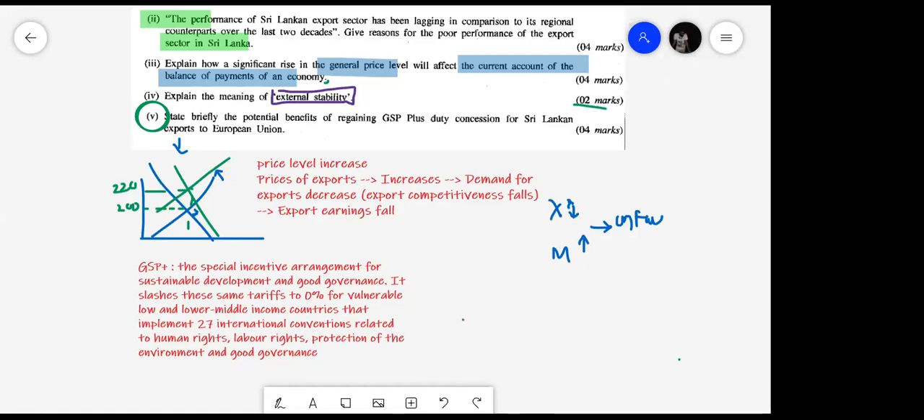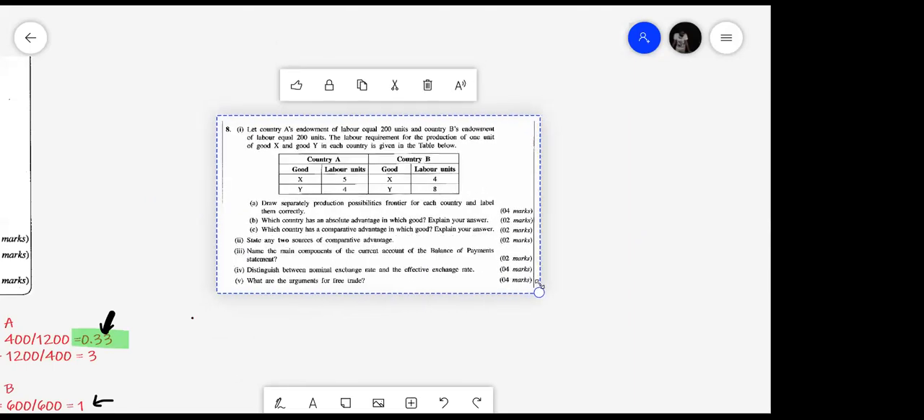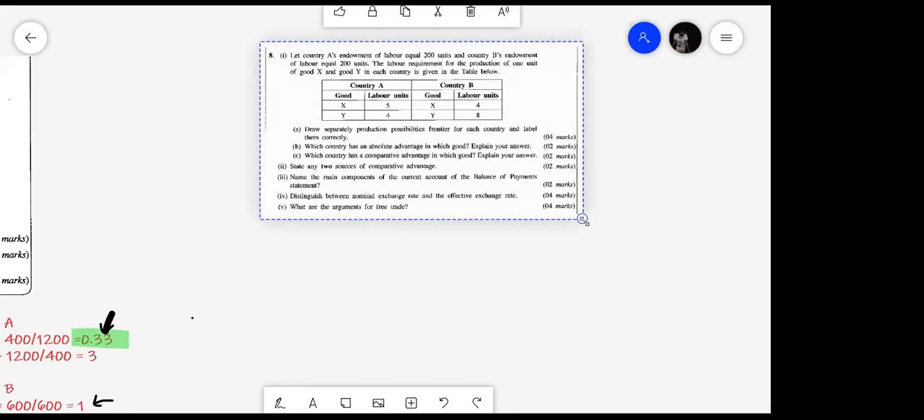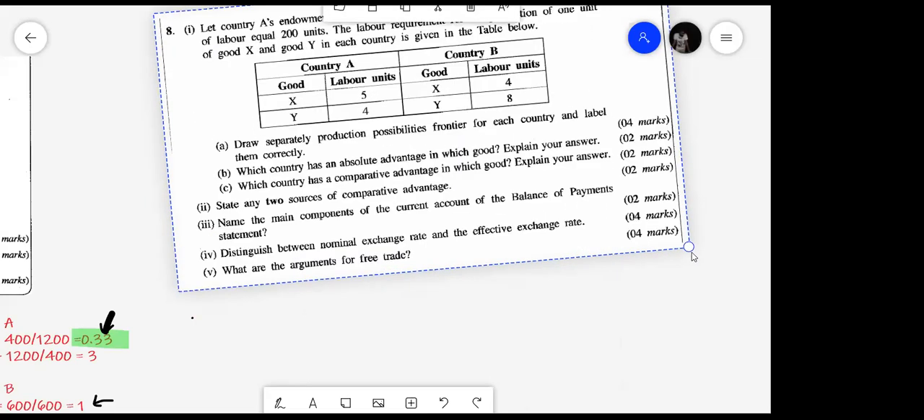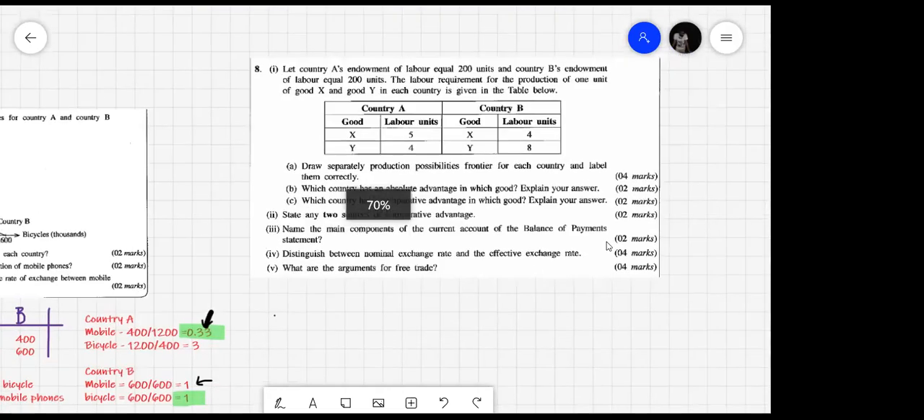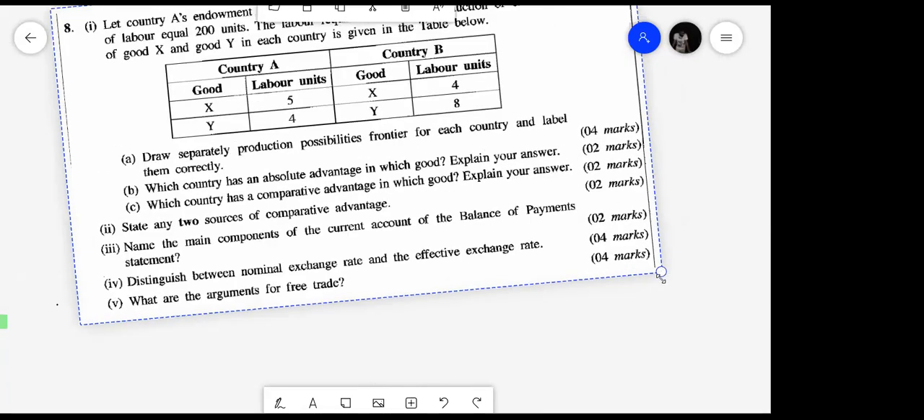I have not put that on my board. Okay. The 2018 paper. Okay, so this is the 2018 paper. Okay. So in the 2018 paper, guys, this was an interesting question.